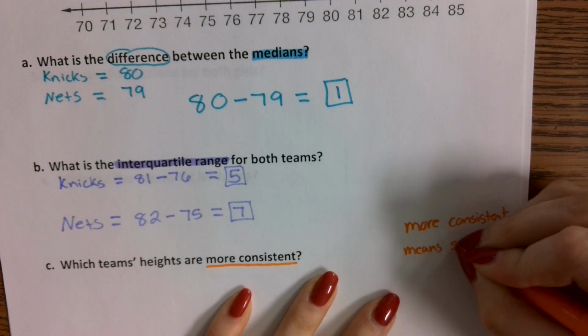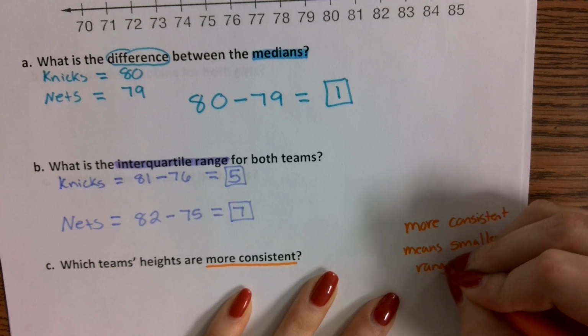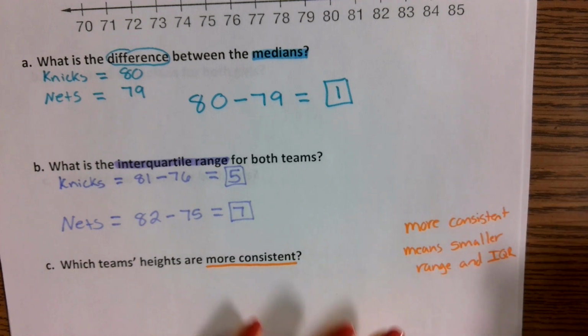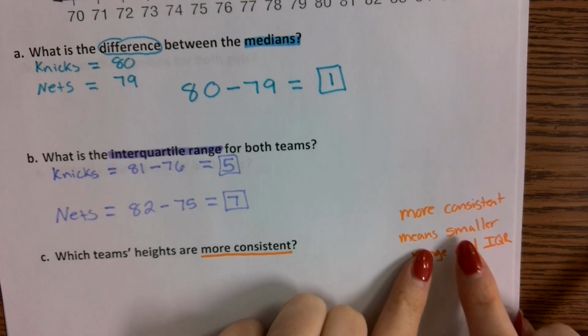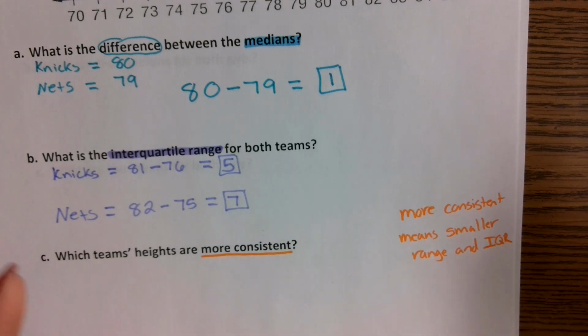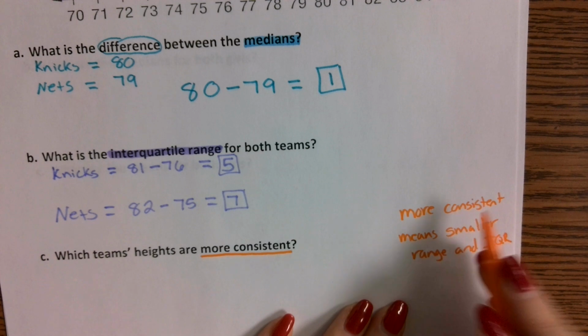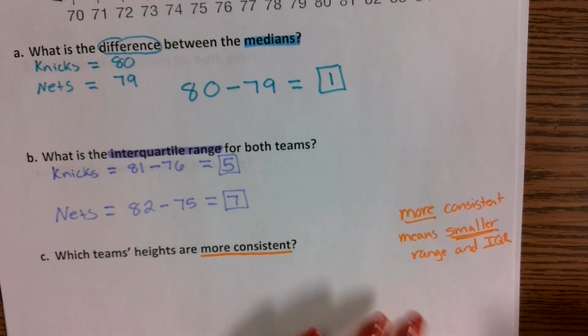means smaller range and interquartile range. If we're talking about things being more consistent, that means it's not spread out. You don't have a large spread. So that means you have a smaller, more compact data set. The numbers are closer together. So more consistent means smaller range and interquartile range.